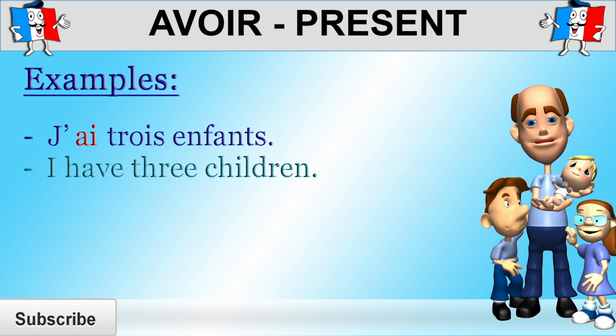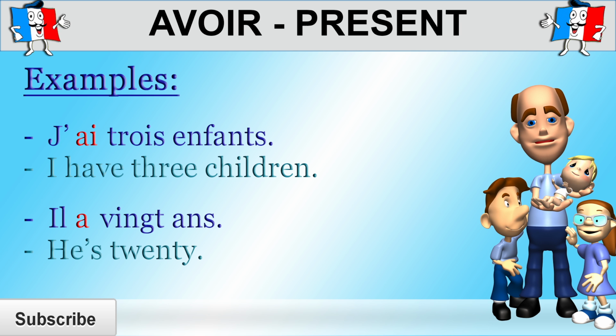Now, how would you say he is 20? You would have to use the verb avoir because we use the verb avoir to give someone's age and say il a 20 ans. Il a 20 ans. He is 20.